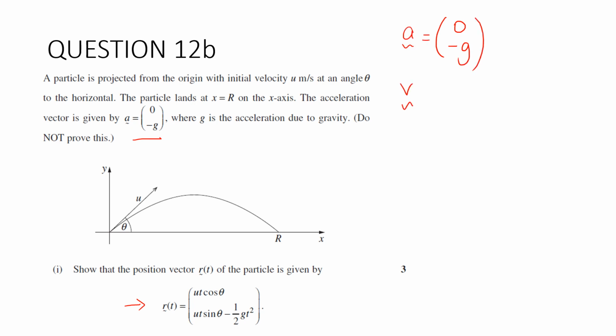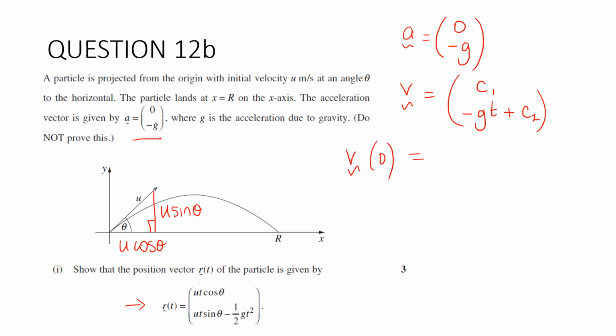And we're going to integrate it. So we're going to get a constant here, and then negative gt plus another constant. Now, initially, components of velocity are going to be u sine theta and u cos theta. So v of naught is u cos theta, u sine theta.